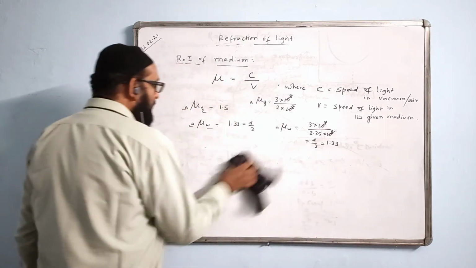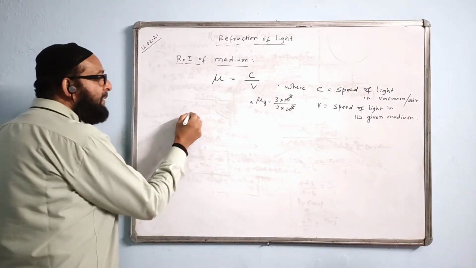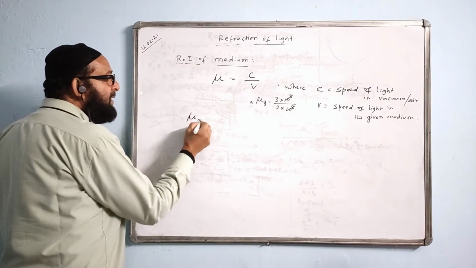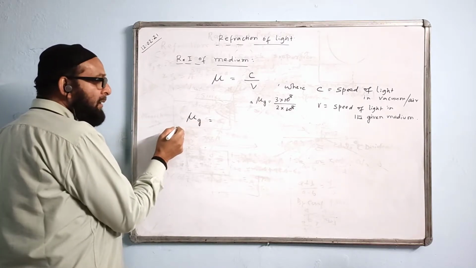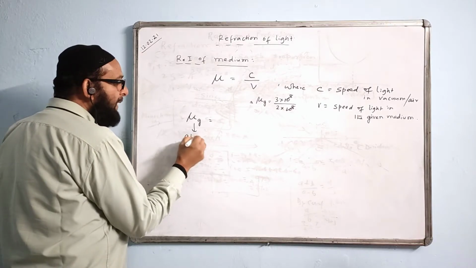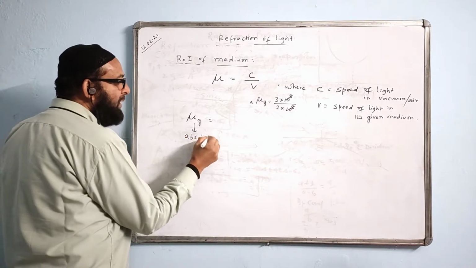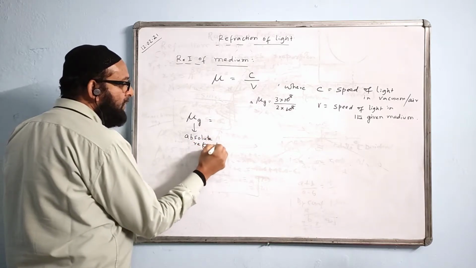Now, the refractive index of a medium with respect to vacuum, suppose I say the refractive index of glass with respect to vacuum. For vacuum we don't write anything. This one is called the absolute refractive index. This is known as the absolute refractive index.